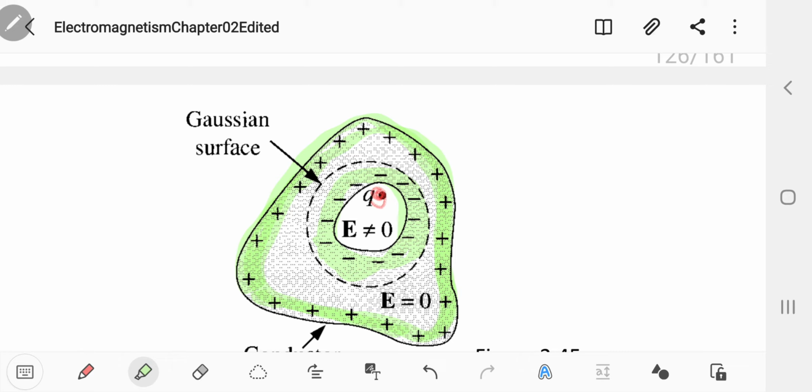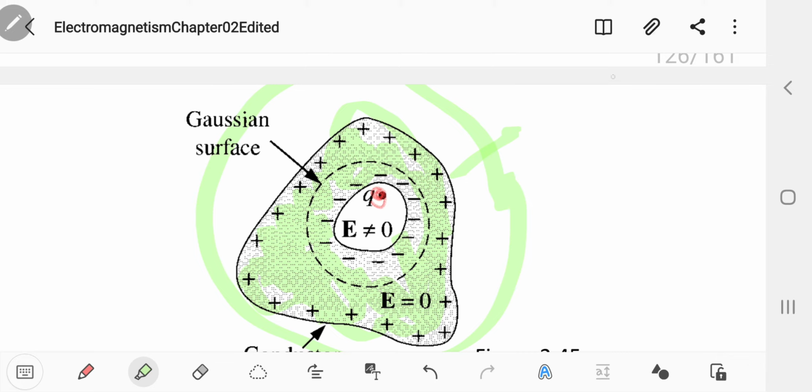So anyway, what happens inside the conductor? Look at here. There's no electric field here. Always at the inside, at the interior of the conductor, there is no electric field. But here there is an electric field, and of course outside there is an electric field. There exists an electric field outside, because if you draw a Gaussian surface here, there will be a charge enclosed, so there's an electric field.